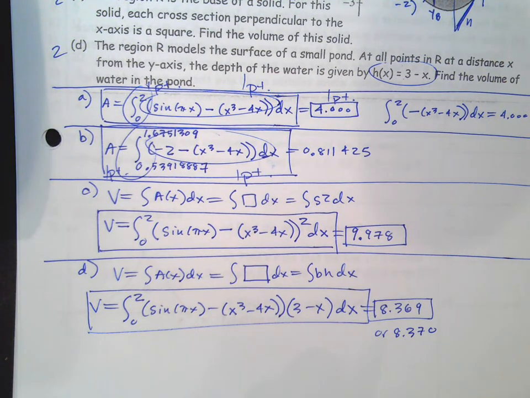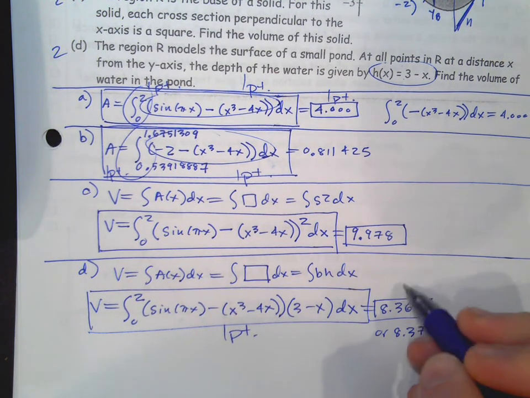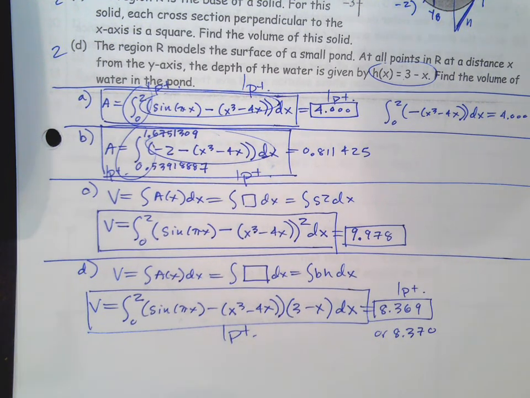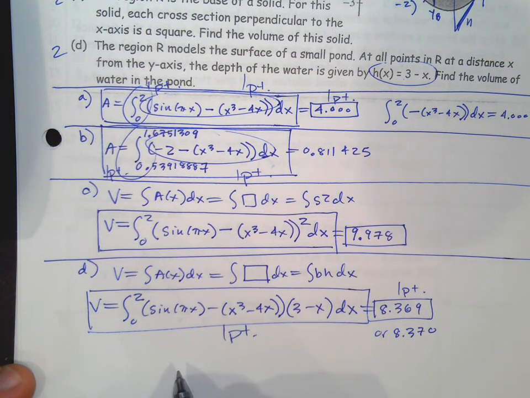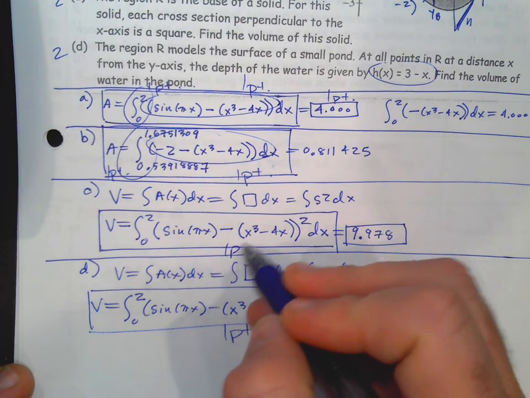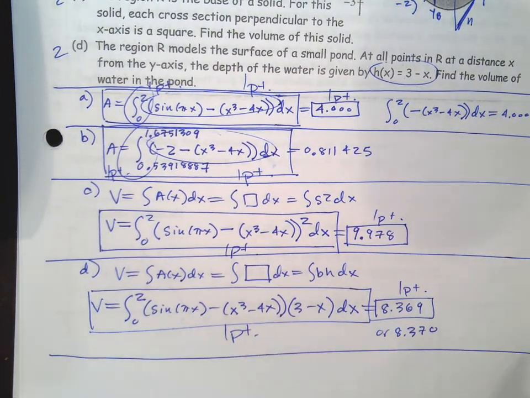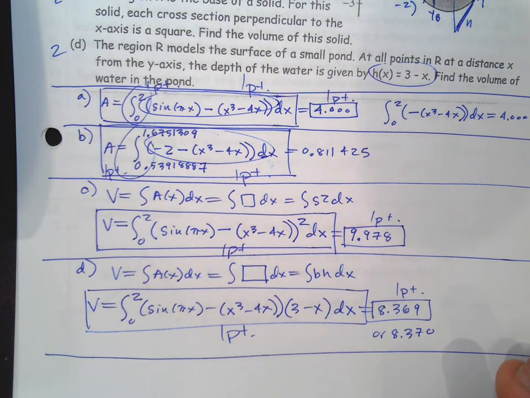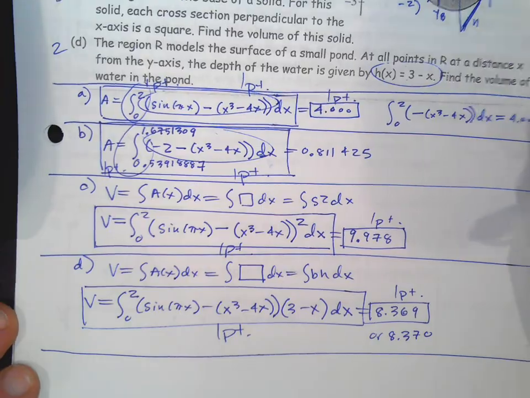Points on that, 2 points. That's it. 1 point for the setup here and 1 point for the answer. On the last part, part C, it was 1 point for the setup and 1 point for the answer. So the part D was a little weird. All the other parts were pretty straightforward-ish type of area volume problems. Okay, and we did it in 11 minutes.